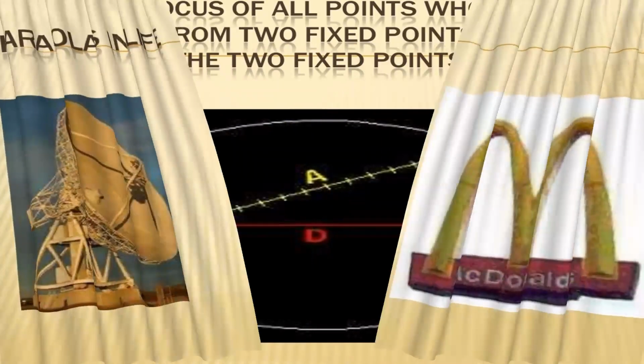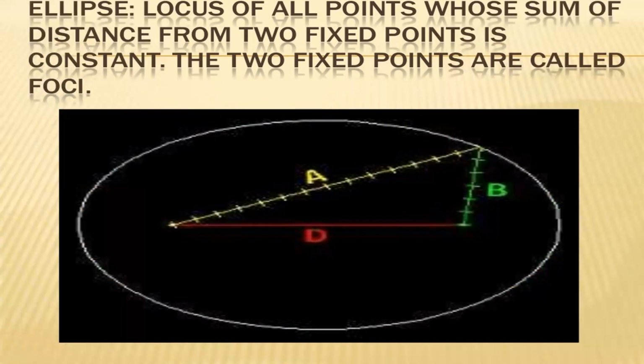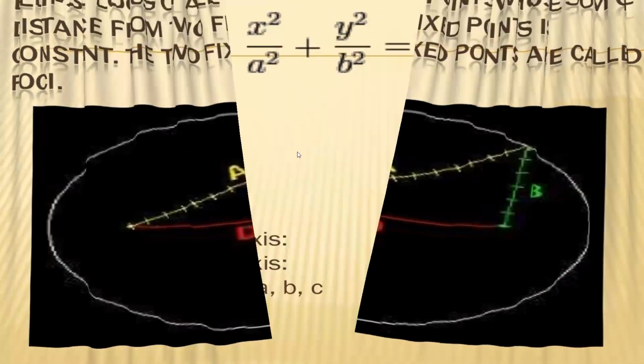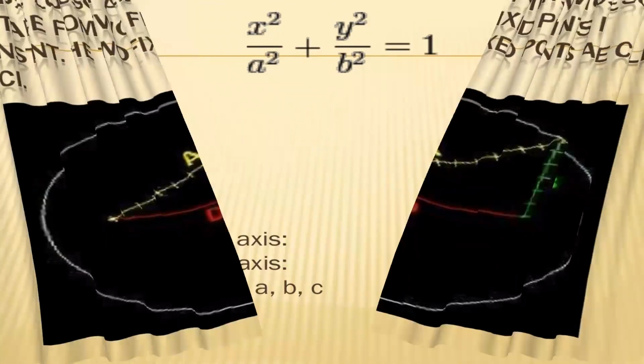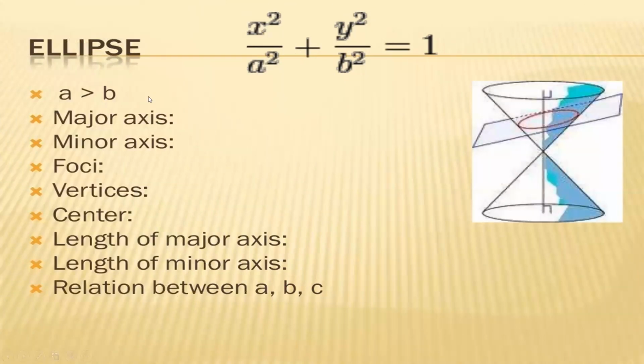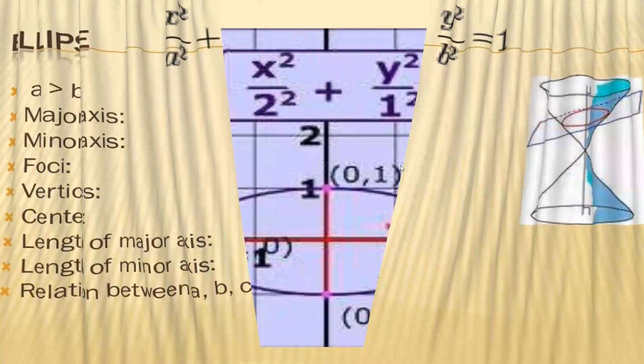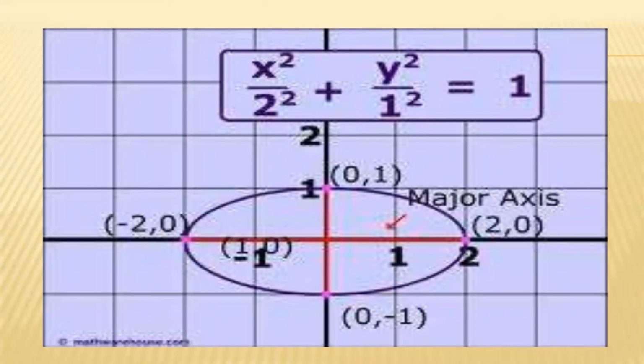A fixed point. It is the ellipse. Now let's discuss the ellipse. It is the locus of all points whose sum of the distances from two fixed points is constant. The two fixed points are called foci. Here you can see the diagram. The general equation of the ellipse is x square upon a square plus y square upon b square equals 1, where a is greater than b. Major axis, minor axis, focus, vertex, center, length of major axis, length of minor axis. As in the diagram related to the ellipse, you can see that a is 2, b is 1, like that. We can draw the diagram of the ellipse.